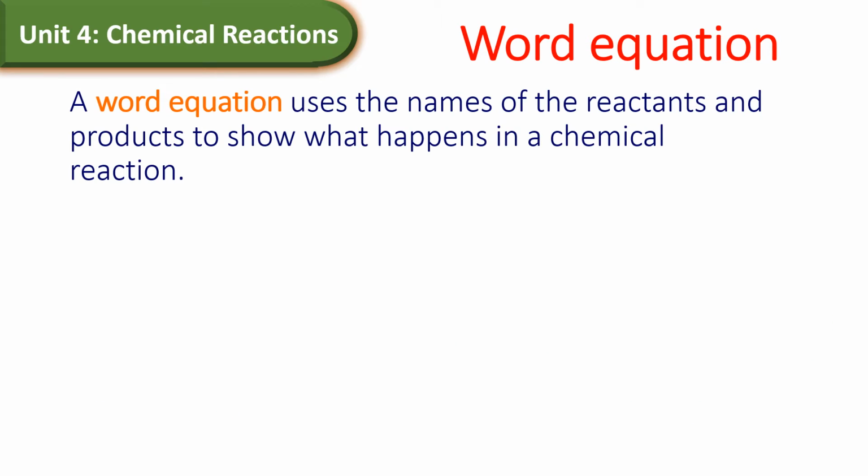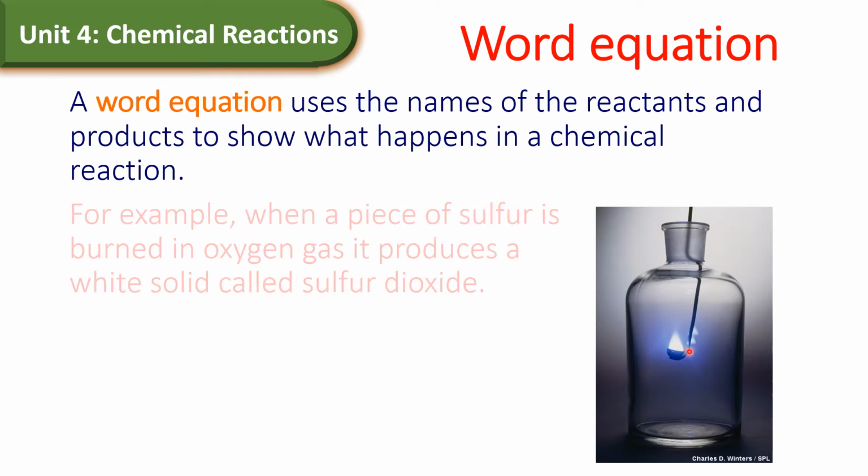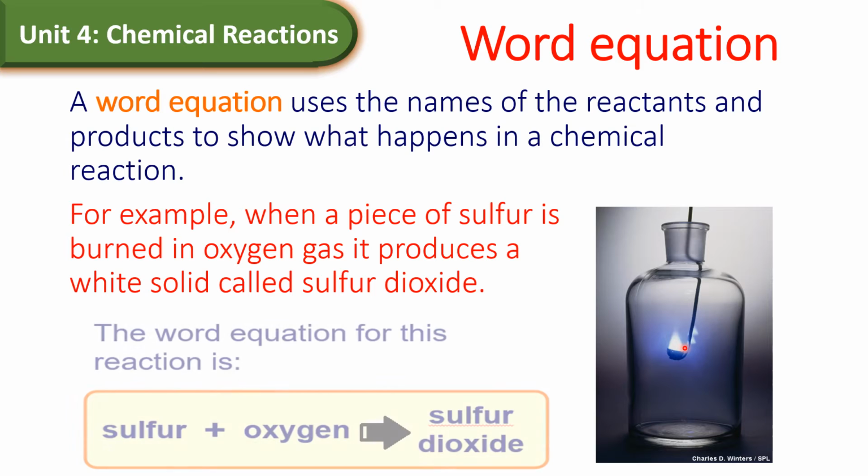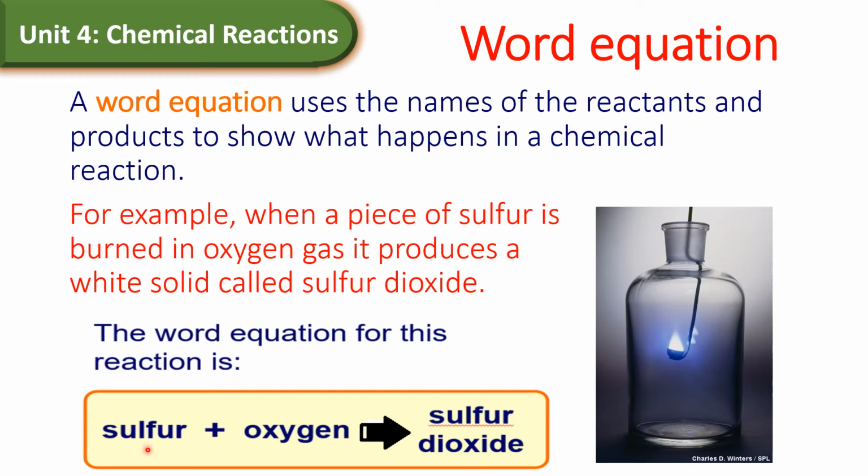Now let's learn the next word, equation. What is a word equation? It uses the names of your reactants and your products to show what will happen in your chemical reaction. For example, here we have sulfur, which is being burned in oxygen gas in order to make a white solid called sulfur dioxide. Using your word equation, we can have sulfur plus oxygen. These are your reactants. And your product here is sulfur dioxide. This is what you call your word equation.